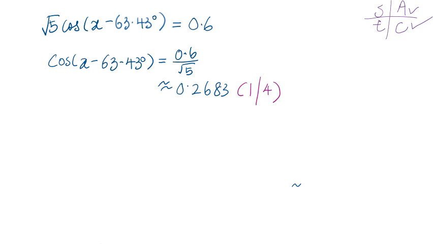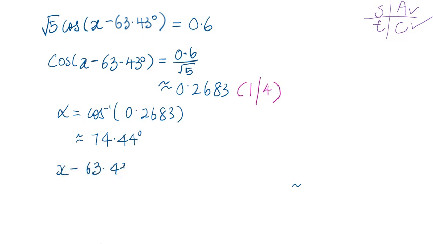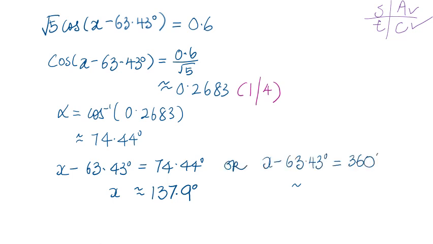So let's find alpha first, which is just cosine inverse 0.2683. All right. So to get the answer from the first quadrant, and then the answer from the fourth quadrant will be just 360 degrees minus alpha. And x will then be 349.0 degrees. So this is how you can actually use the R formula to help you solve equations in the form a cos theta plus b sin theta.